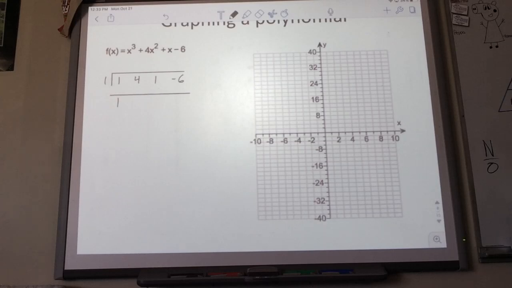Bring this down. 1 times 1 is 1. 5 times 1 is 5. 6 times 1 is 6. 0. So that does show me that 1 is a 0. So that is x squared plus 5x plus 6.